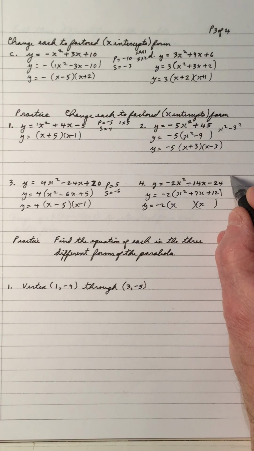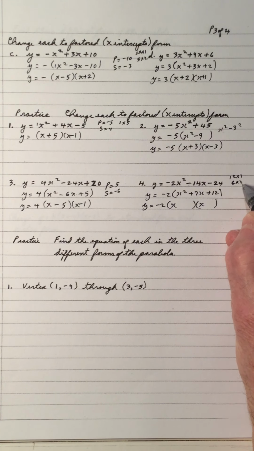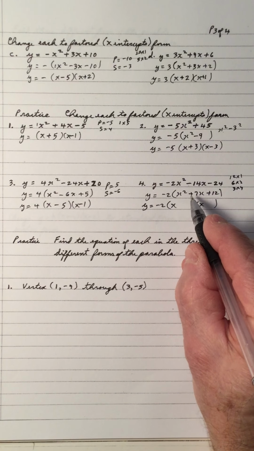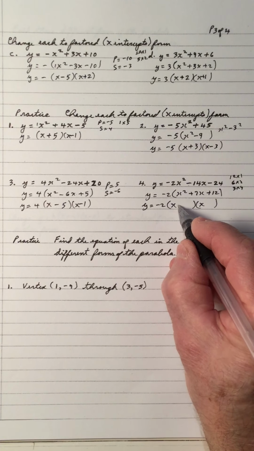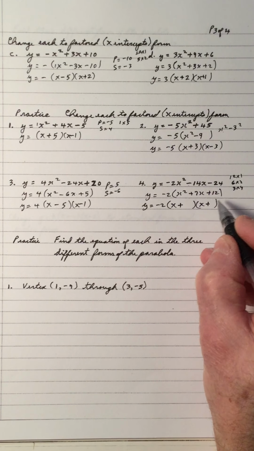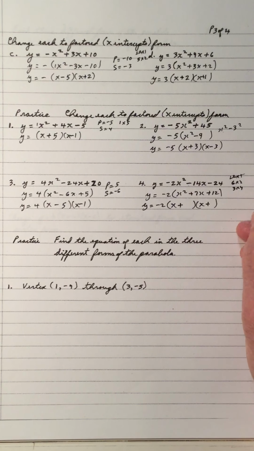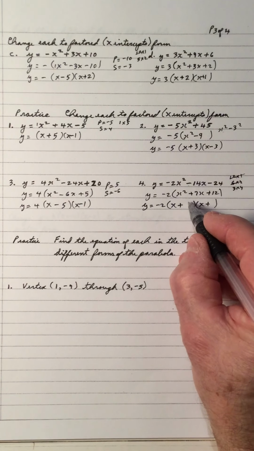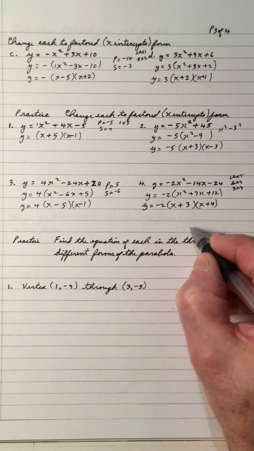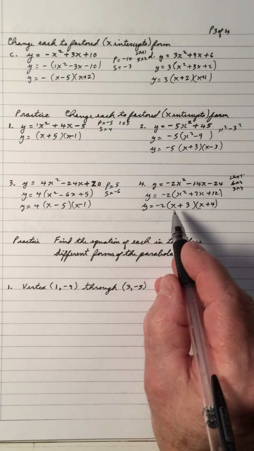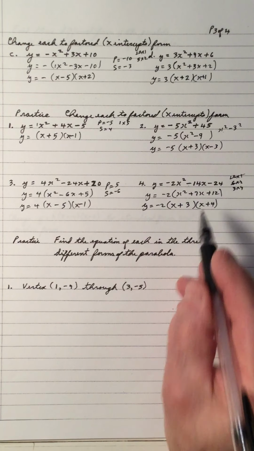So the factors of 12 are 12 times 1, 6 times 2, 3 times 4. But notice the product is positive and the sum is positive, so the two signs have to be pluses. So the factors have to give you a 7. 12 and 1 won't give you 7. 6 and 2 won't give you 7, so it has to be a 3 and a 4. And the x-intercepts are negative 3, negative 4.